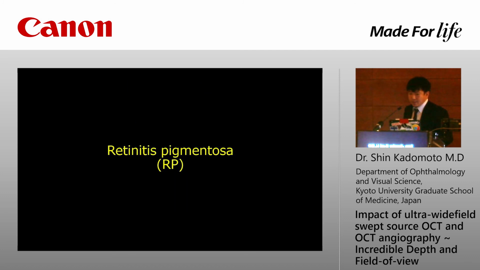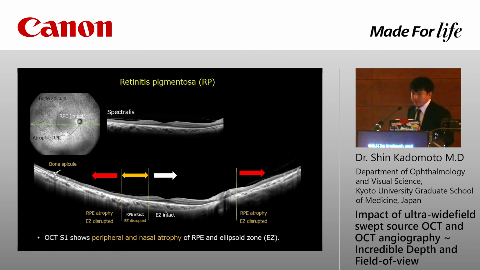The next case is retinitis pigmentosa. The OCT S1 shows the peripheral and nasal atrophy of RP, ellipsoid zone disruption, and bone spicule lesions that cannot be detected using 9 millimeter OCT scans. Ultra-widefield OCT is very useful in evaluating RP atrophy progression.